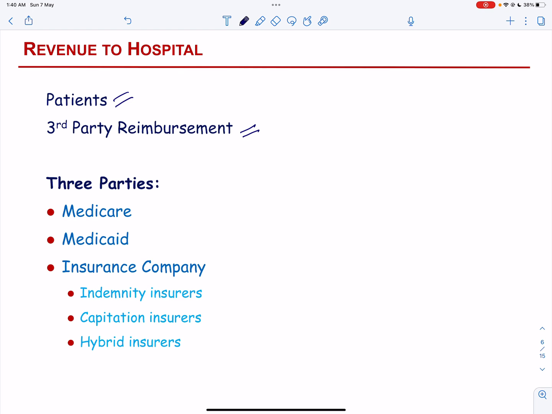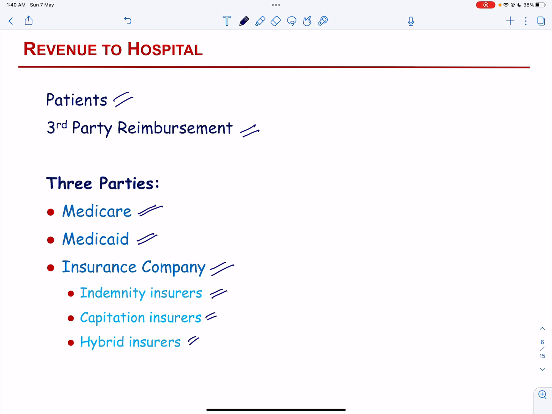Healthcare revenue is derived from third parties, and one of them is Medicare, which is a government program to serve the elderly and the retirees and the disabled if they qualify. We have Medicaid. This is a state program for the low income group who cannot afford health insurance. It is basically for citizens who cannot afford to have insurance for their kids and families, and the third party is the insurance company. The insurance company might have indemnity insurers, capitation insurers, and hybrid insurers, that is in between.